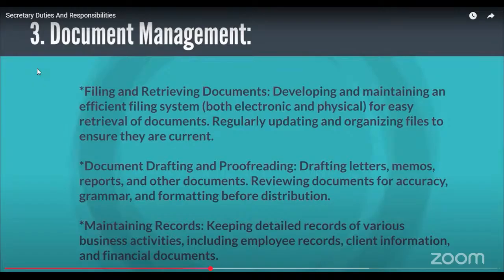For easy retrieval of documents, regularly update and organize files to ensure they are current. What is to be regularly updated? Mainly when there is a new joiner, from the employee perspective or the organizational chart. It is the duty of the secretary to update the organizational chart, the hierarchy, and how many people are working. Maybe there is a new joiner in XYZ department, so one has to update that information in the file, either electronically or physically.